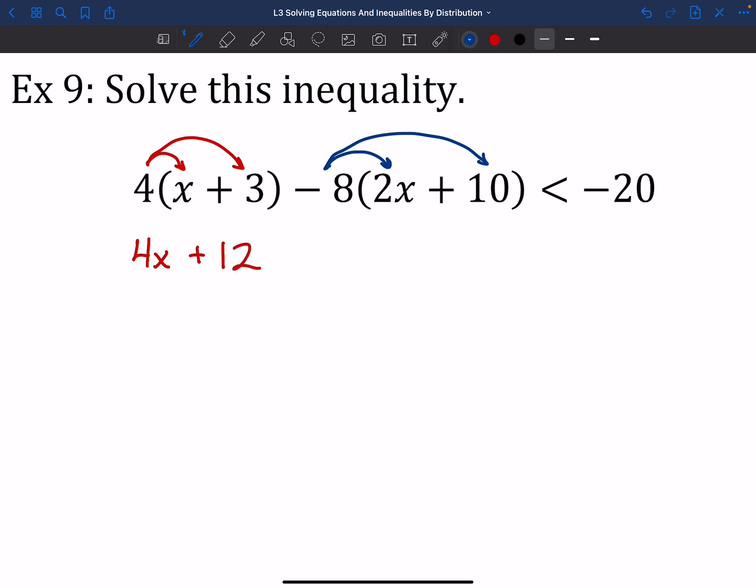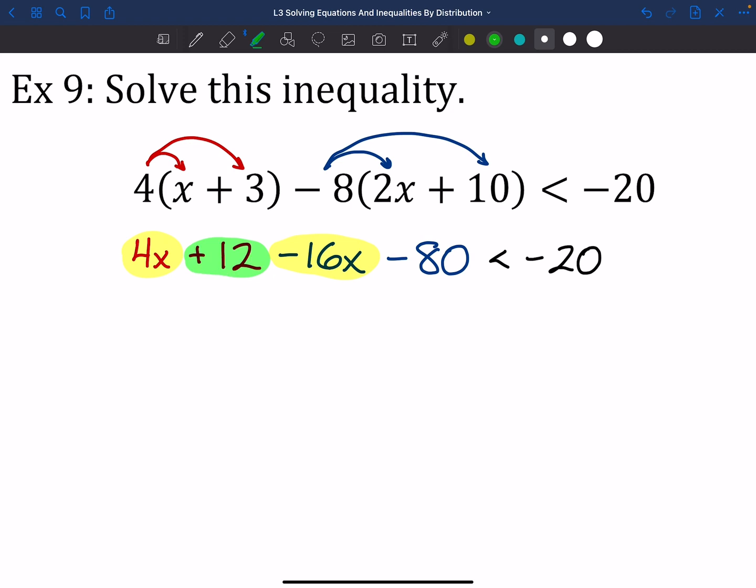In the blue, we have -8 times 2x. So -8 times 2 is -16, and the x comes along with us. -8 times 10 is going to give us -80. And again, bringing down that less than sign and that -20 at the end. Now we've got some like terms to combine, just like before. We've got a 4x and a -16x. We've also got a 12 that can smush together with that -80.